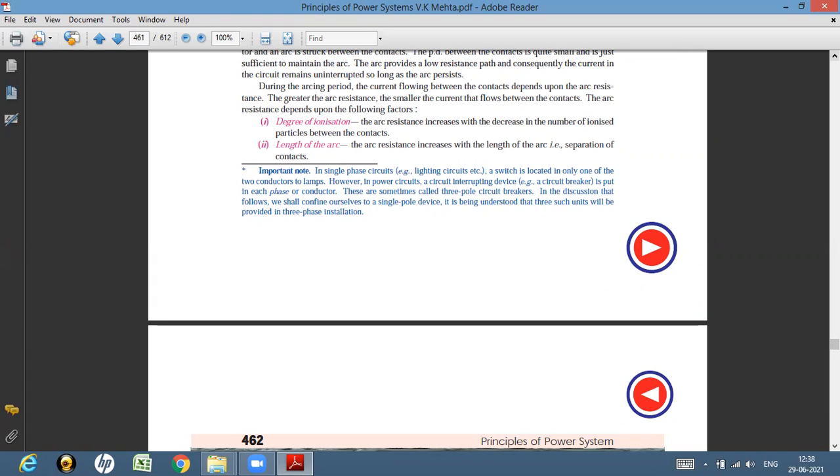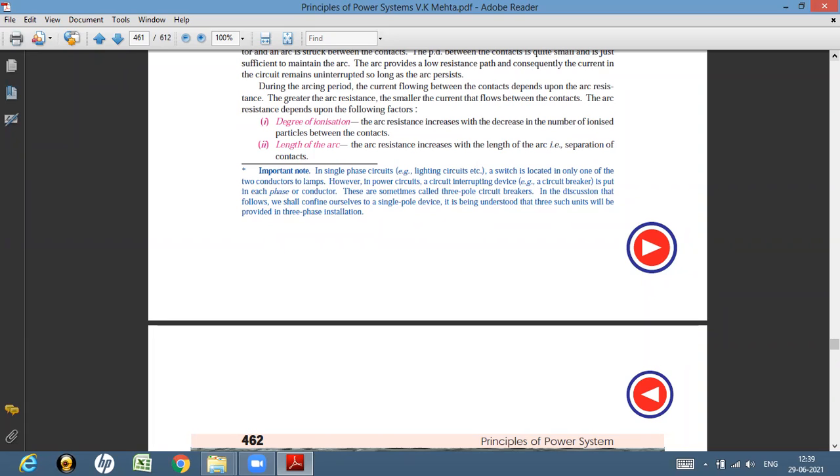So you should have this knowledge: in order to quench the arc between the two contacts of the circuit breaker, the resistance of the arc should be high. Sorry, if the resistance of the arc is low, the current is high; so in order to quench the arc, the resistance of the arc must be high.